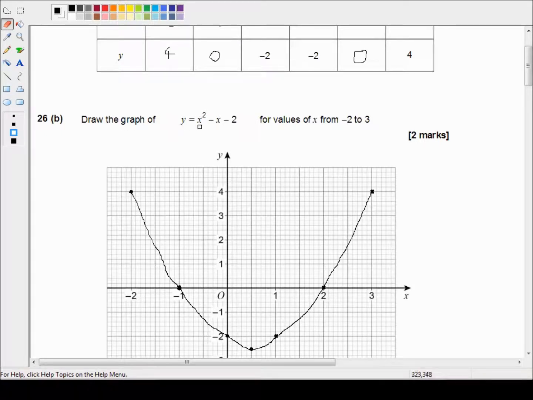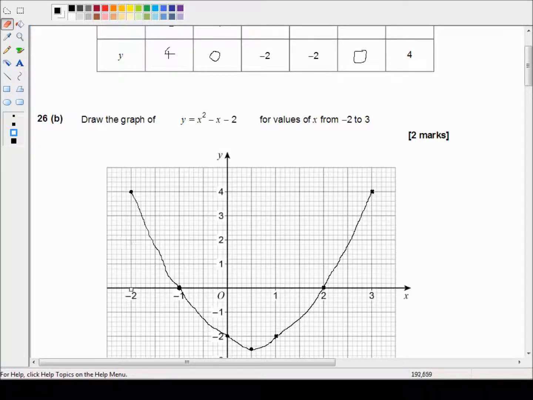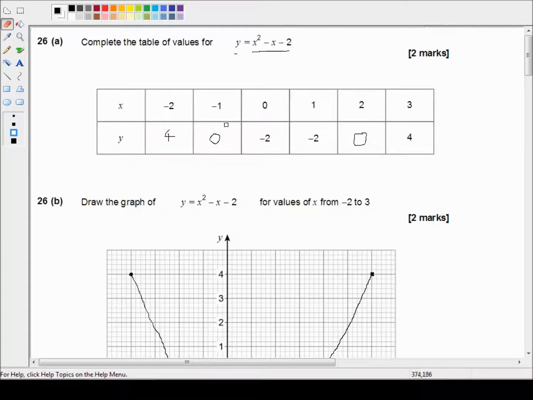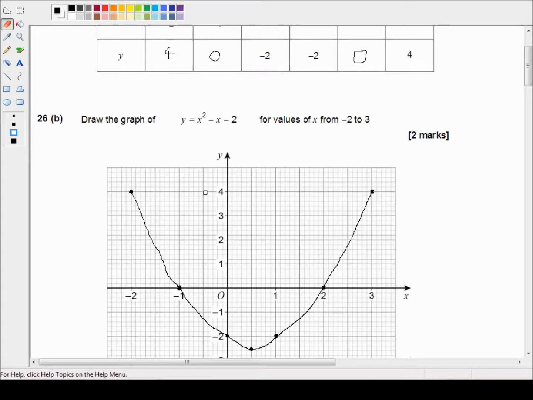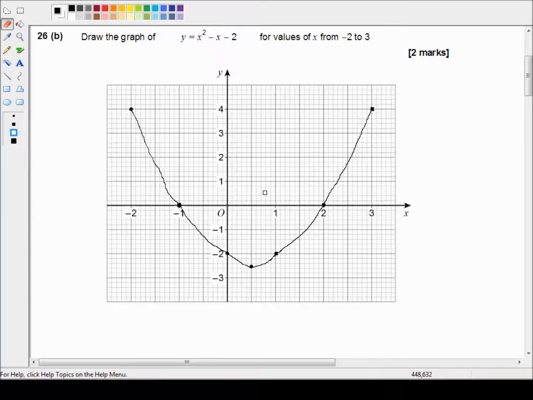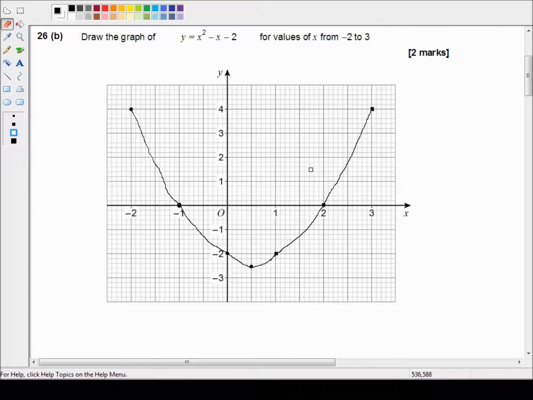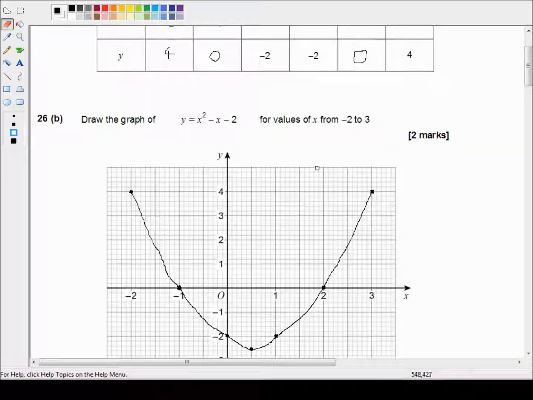Right, so the way to do it is to take our x and y coordinates and plot those values. So you see x equals negative 2, we plot y equals 4, so negative 2 and 4, that's the point we plot. X equals negative 1 and 0, so that's the point we plot. X equals 0 and negative 2, that's the point we plot. X equals 1 and negative 2, and that's the point we plot. X equals 2 and 0, that's the point we plot, and x equals 3 and 4, and that's the point we plot.